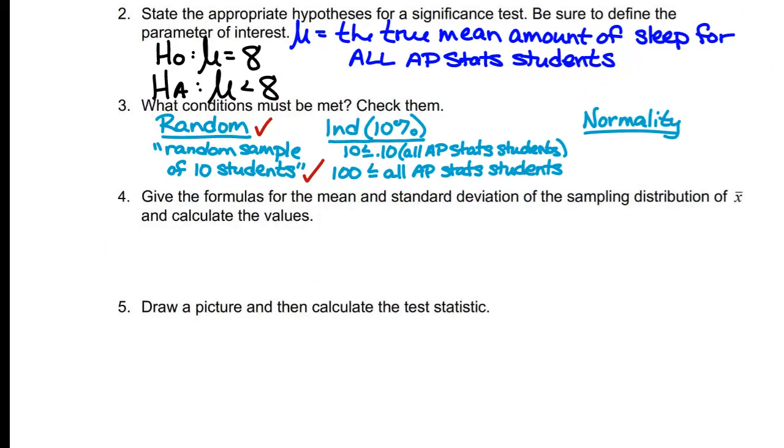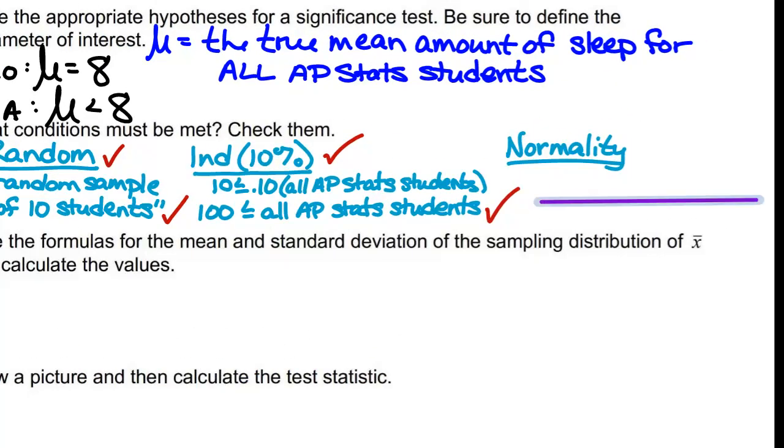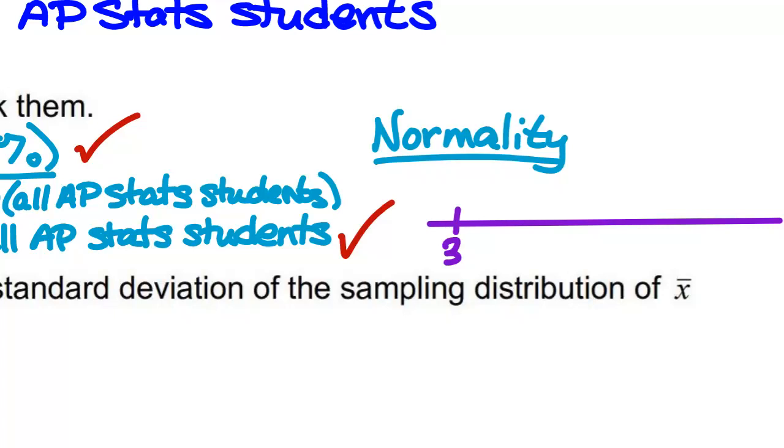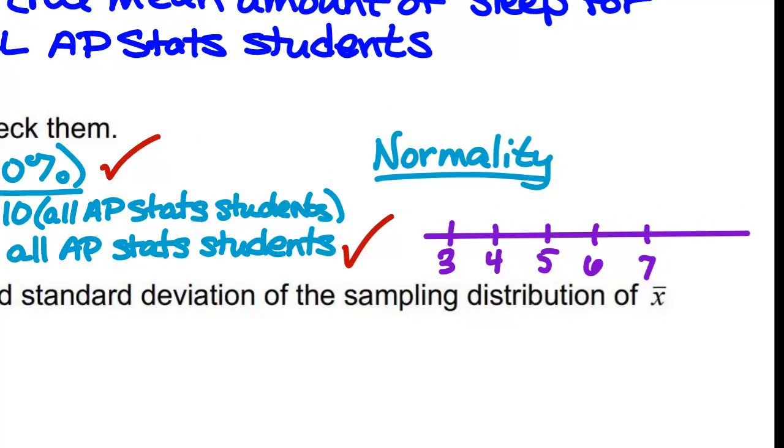Do we get normality? Why? Draw a dot plot. We have to make sure there are no outliers or strong skews. So here's my dot plot. It needs to go from what to what? From 3 to 9: 3, 4, 5, 6, 7, 8, 9. So how many dots on each one? 1 on 3, 2 on 4, okay, 2 on 7, 1 on 8, 1 on 9.